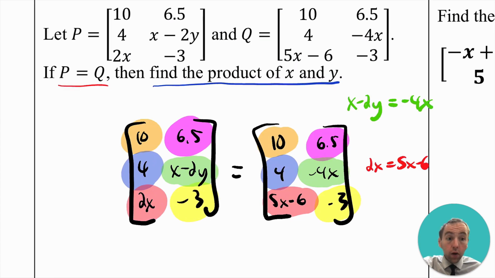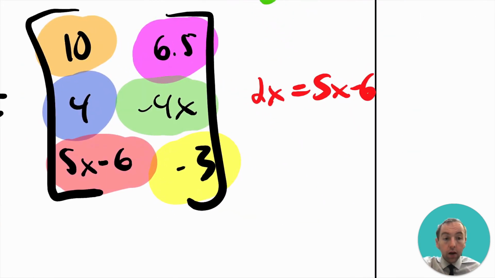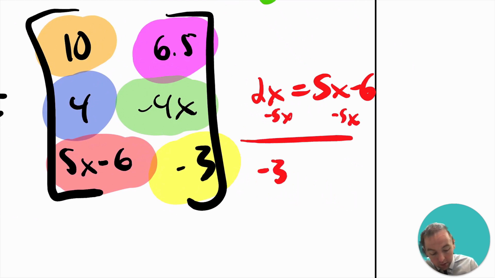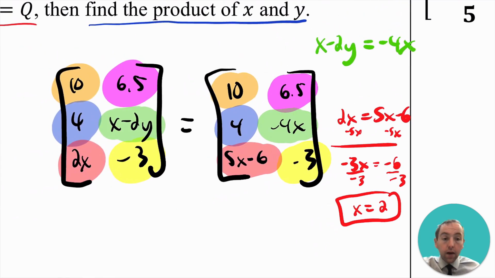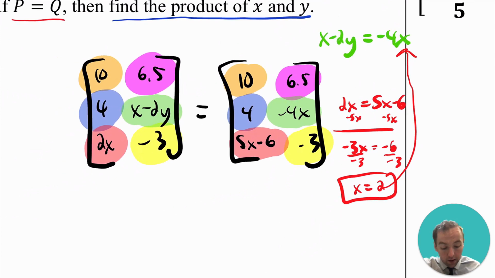Now from that equation, we can solve and find a unique value for x. So if I subtract, say, 5x from both sides, then we would have negative 3x equals negative 6, and then we can divide by negative 3, solve for x, which gives us x has to be positive 2. And then if x has to be positive 2, then we can use that value and plug it in that equation up there, and then we should be able to find a value for y.